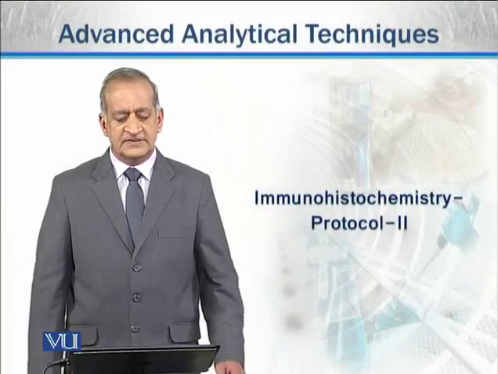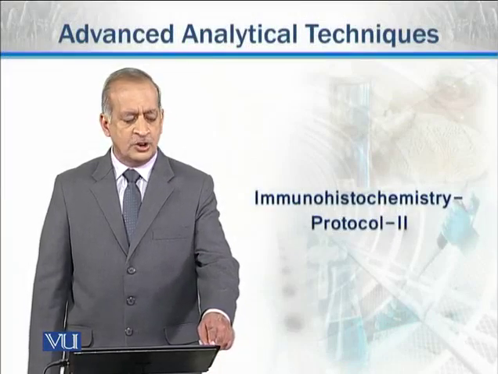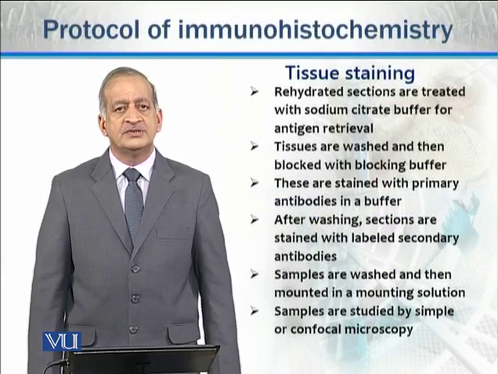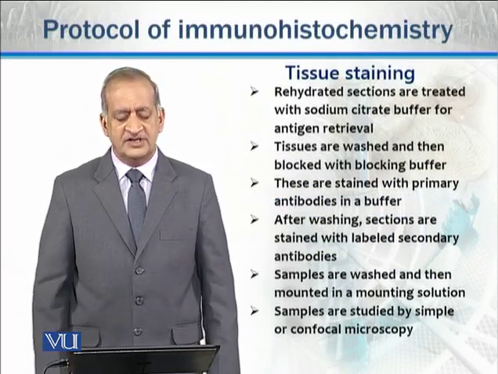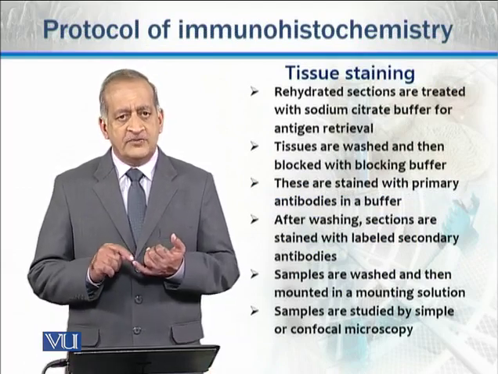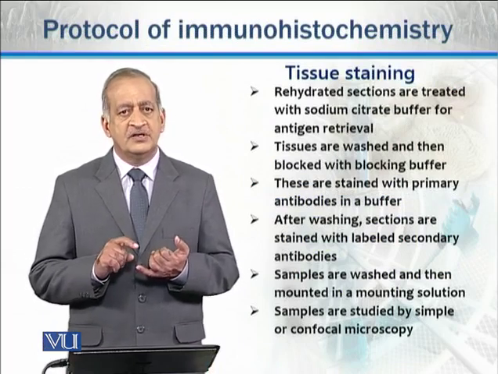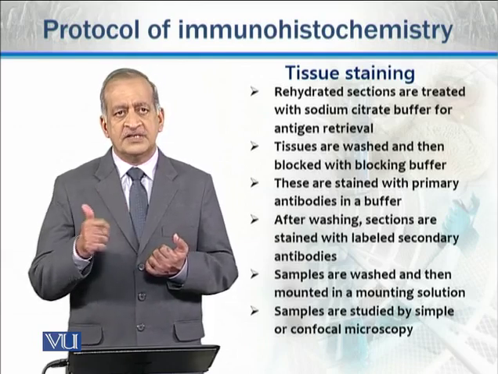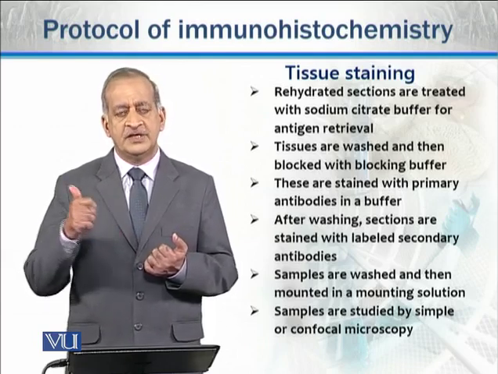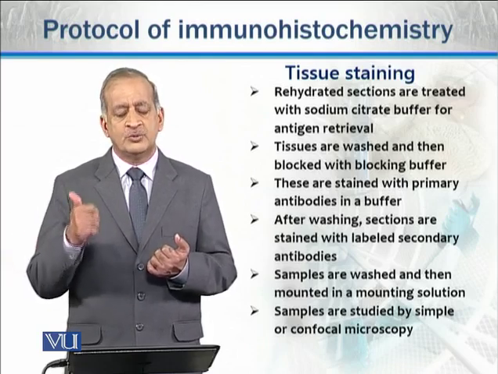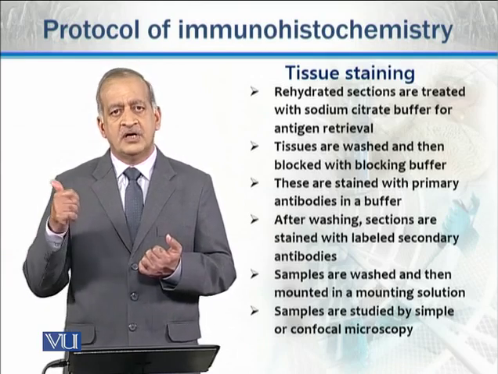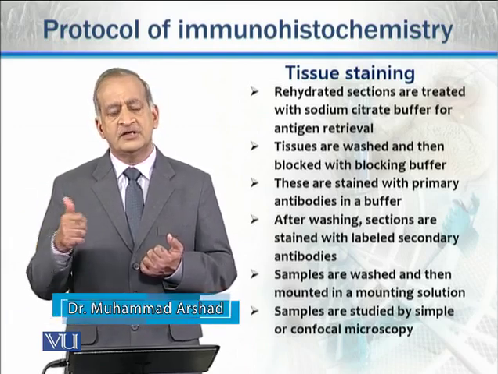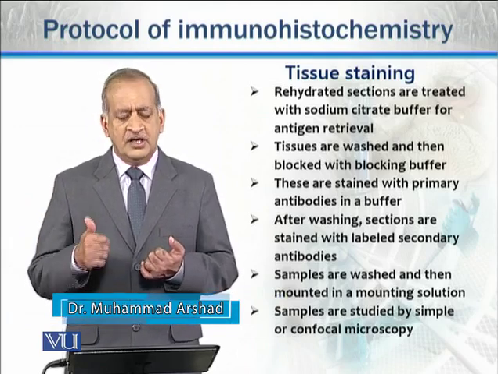So now we will discuss the second part of the protocol of immunohistochemistry, and here we will discuss how tissues and sections are stained. First of all, there is rehydration of the sections. How do we do rehydration? We take them from successively higher concentrations of alcohol to lower concentrations. So we pass them successively through 100% alcohol, 90%, 80%, 70%, and this is how rehydration is done.